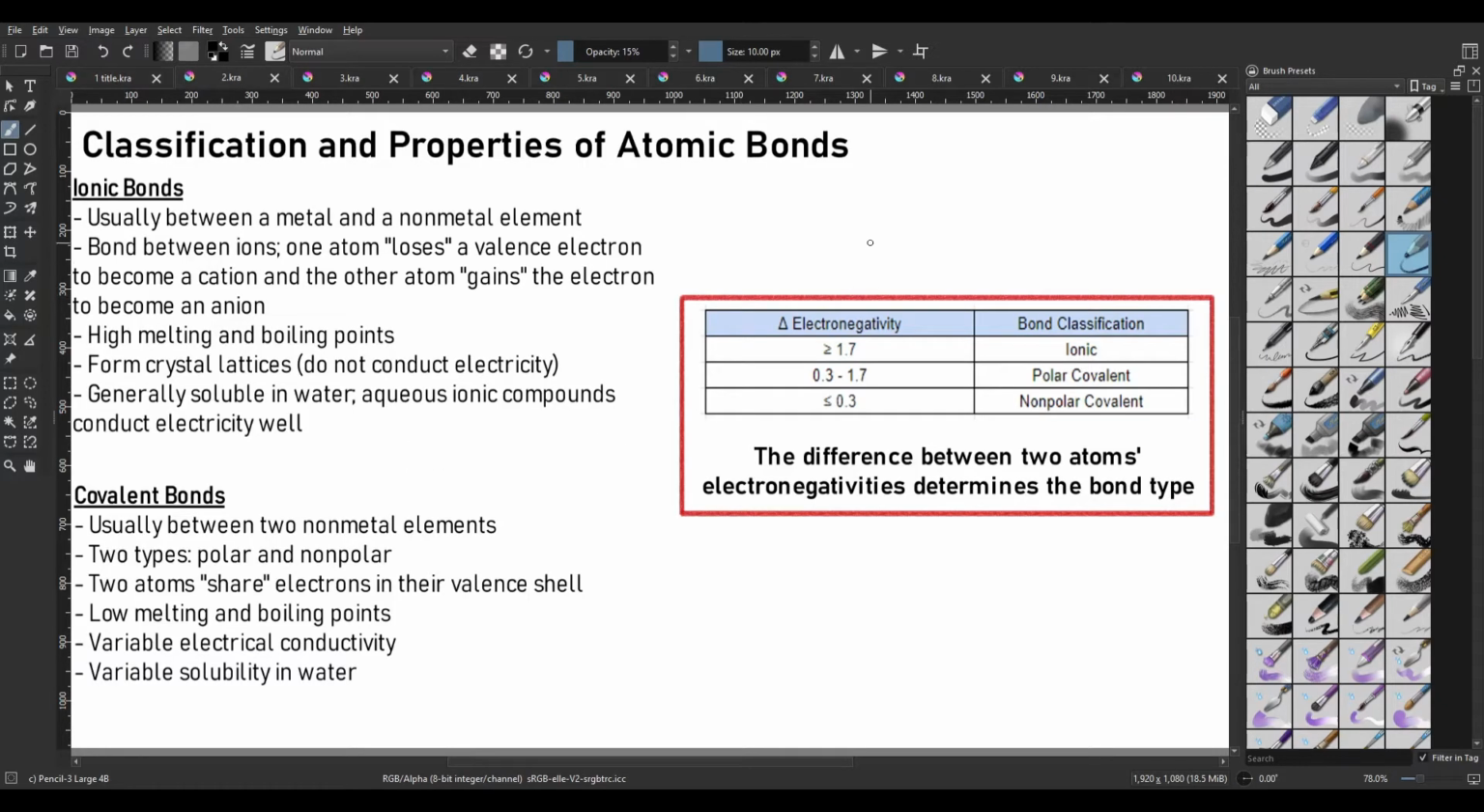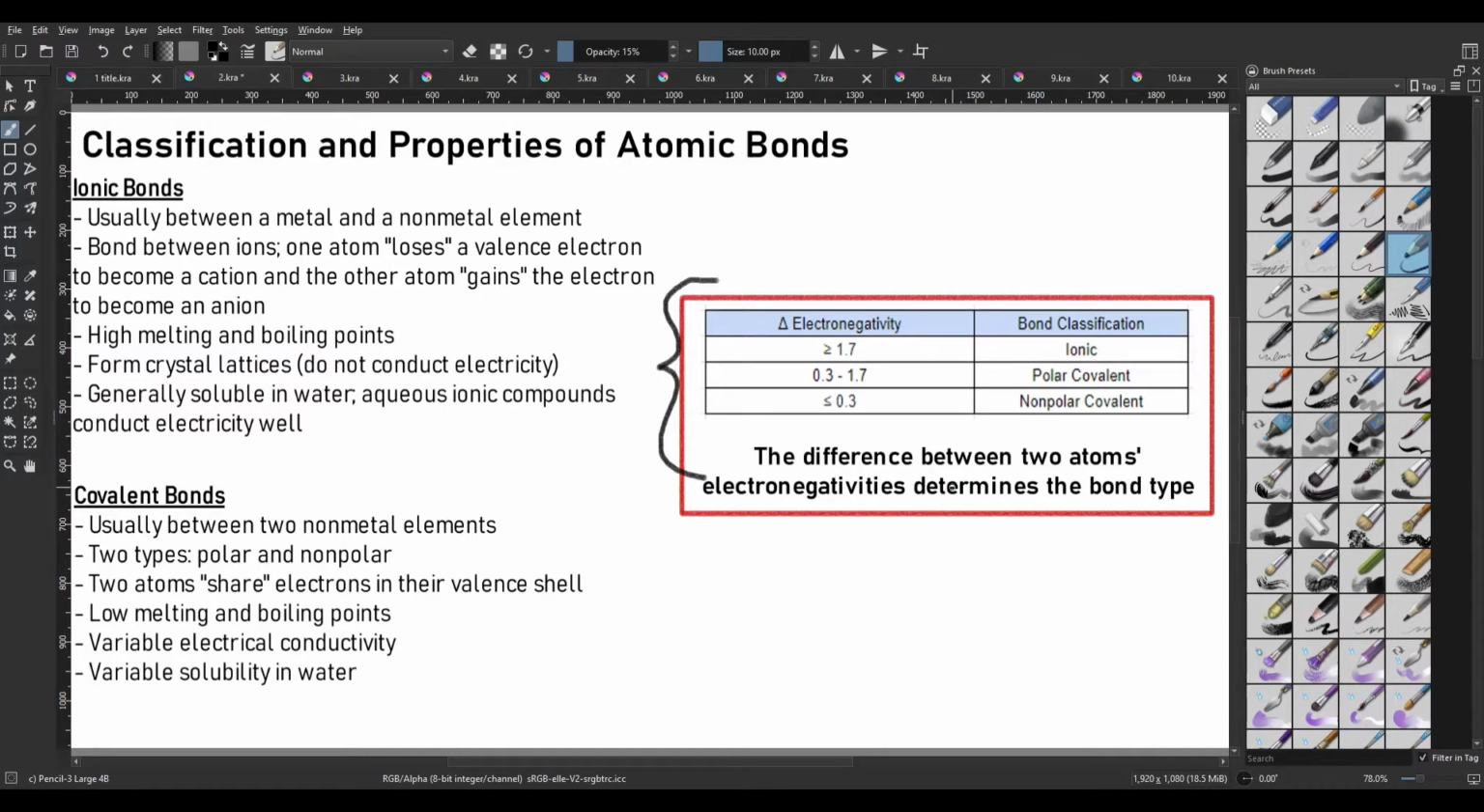The first thing that we're going to look at here is the classification of bonds, atomic bonds between atoms, into ionic or covalent. Now, the most important part is what's in red here in this red box, that the differences between two atoms' electronegativities determines the bond type, as we can see laid out here in this handy chart.